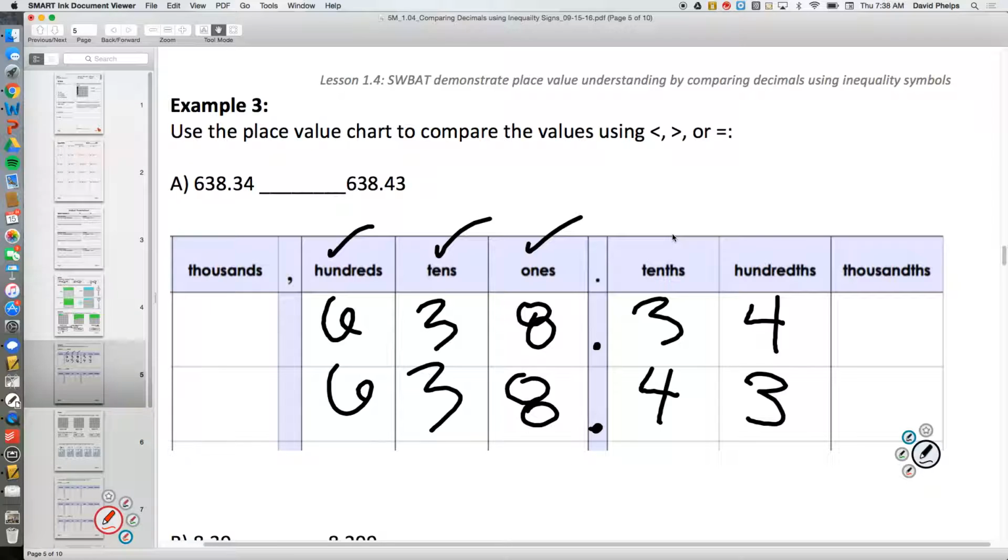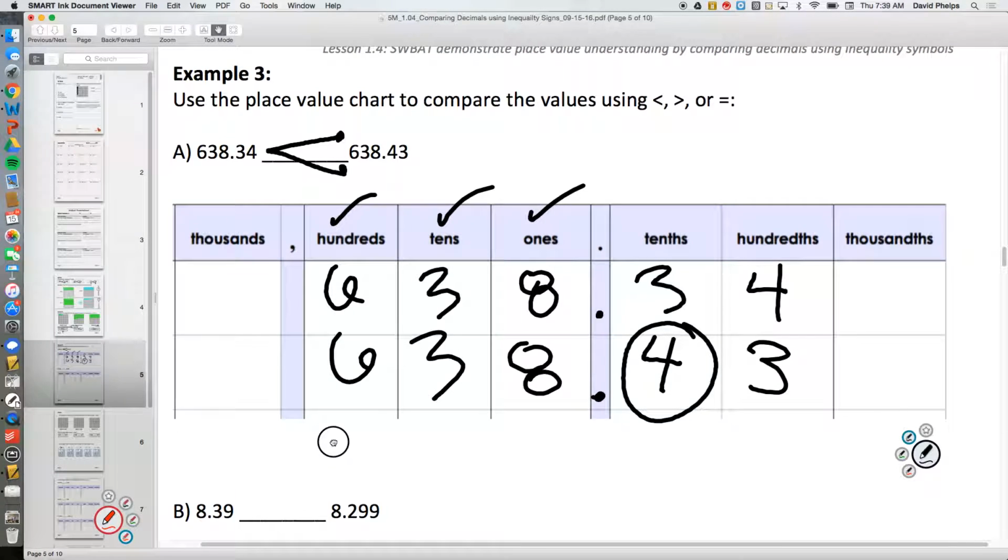Look what's different. In the second value, there's a 4. In the first value, there's a 3. So circle the 4, because that tells you that it's a larger number. We don't even have to look at the hundredths place, because the tenths are different. So this means the second value is larger. So put 2 dots next to the second value, 1 dot next to the smaller value, and connect those puppies. 638 and 34 hundredths is less than 638 and 43 hundredths.